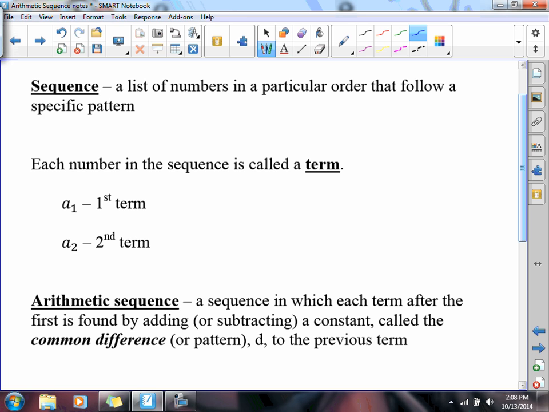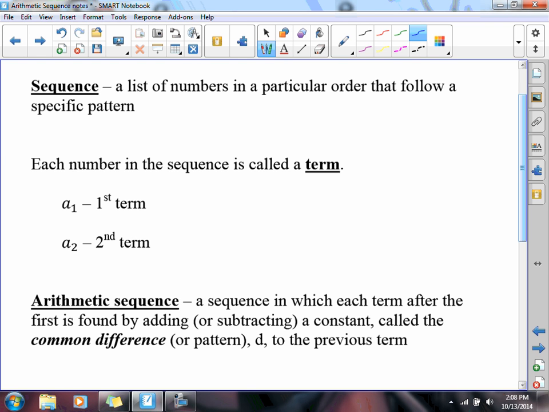So before we get into specifics of our examples here, we got to go over some vocabulary. When we're talking about sequences, it's going to be a list of numbers in a particular order that follow a specific pattern. So it's kind of like our number of logs that we had in that previous table. We started at a specific number, and then we followed a pattern. We subtracted 1 every single time. So that was our sequence.